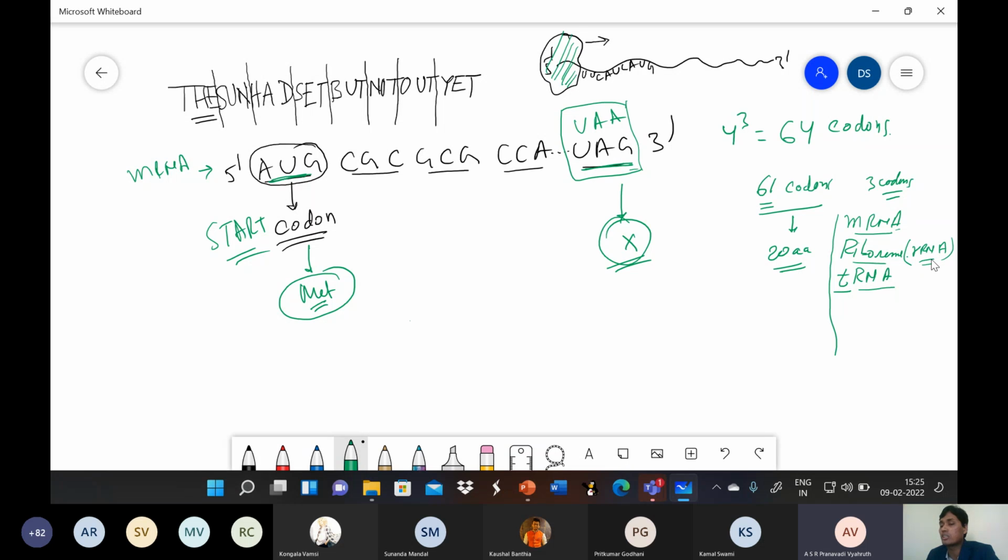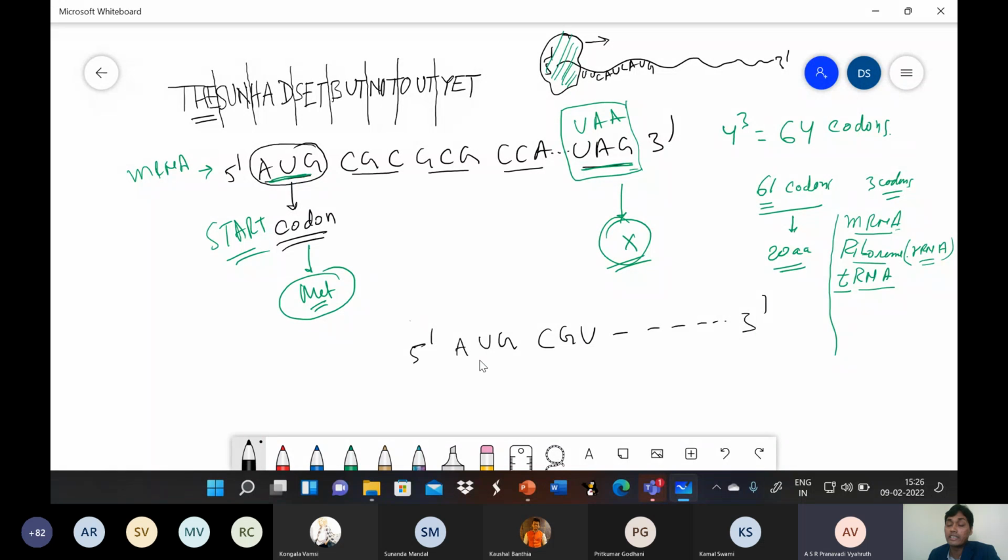rRNA, ribosomal RNA, that constitute the ribosome. tRNA, transfer RNA, that transferred the message. So tRNA helps to bring a particular amino acid. How? That I'm trying to explain here. If this is the sequence here, 5' AUG CGU and something like that.